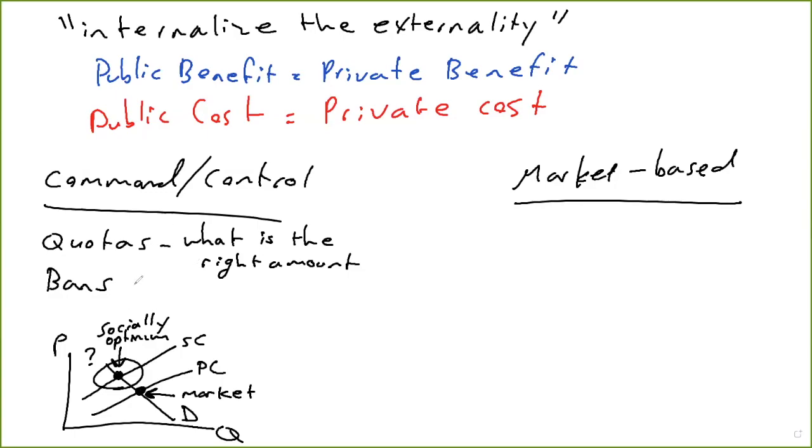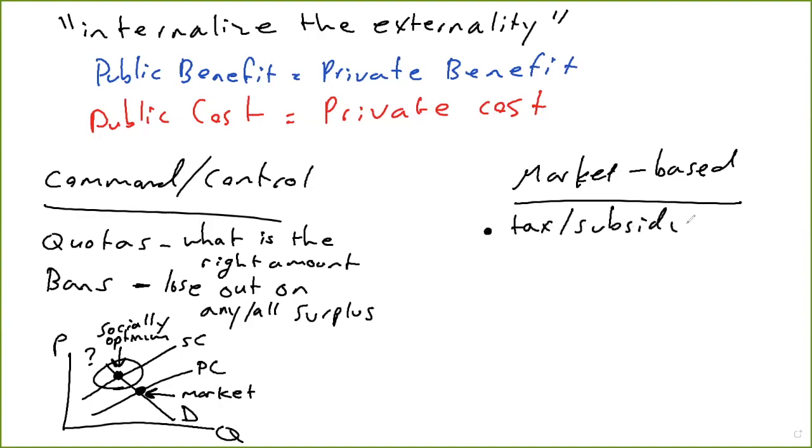The problem with the ban is that if you just ban the good that's creating the externality, you lose out on any surplus. So even if we're not at the socially optimum value, if the market for that good is generating any consumer or producer surplus, banning that item wipes that out. So we'd like to avoid bans if possible. Market-based solutions, there's a few options. We can have a tax or a subsidy to correct the market. Another solution would be a tradable permit system.